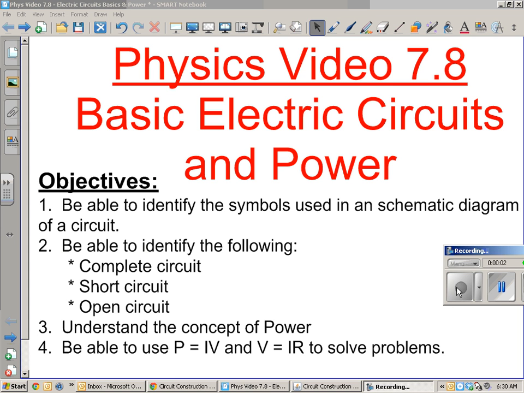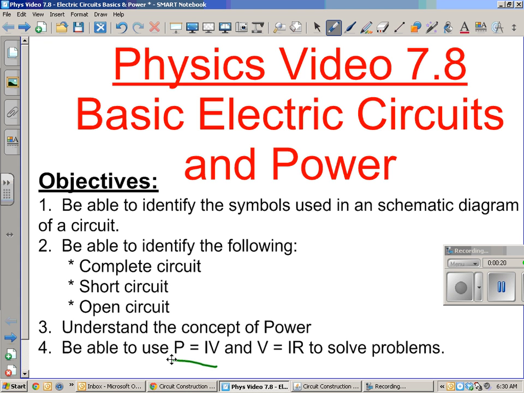All right, welcome to Physics Video 7.8. We're going to be learning about basic electric circuits and electric power. The objectives are listed here on the screen, so take a second and jot them down. Please be aware there is one new equation down here at the bottom, specifically the equation for power.